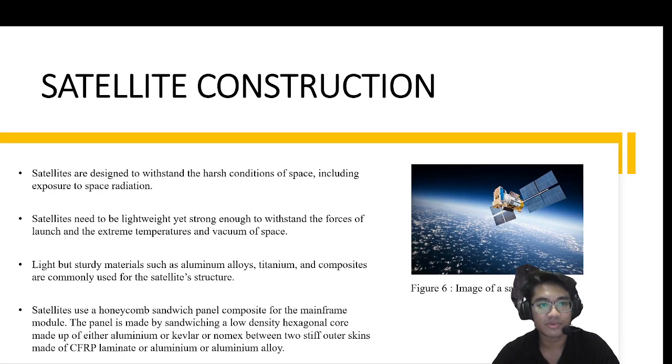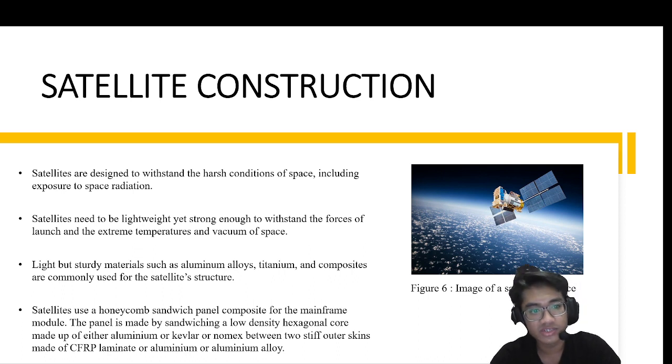Now we will talk about satellite construction. Satellites are designed to withstand the harsh conditions of space, including exposure to space radiation. Space radiation primarily includes high energy particles from the sun, solar radiation, and cosmic rays from outside of our solar system. Satellites are constructed using a variety of materials to meet the specific requirements of their mission and the challenging conditions of space. Satellites need to be lightweight yet strong enough to withstand the forces of launch and the extreme temperatures and vacuum of space.